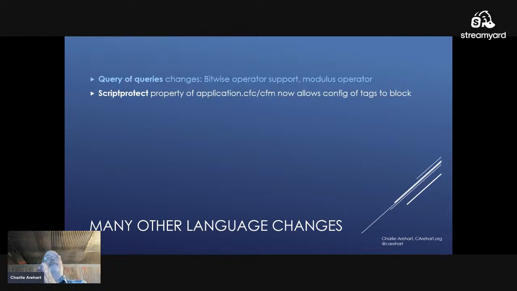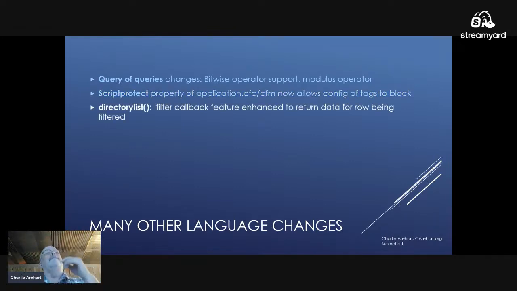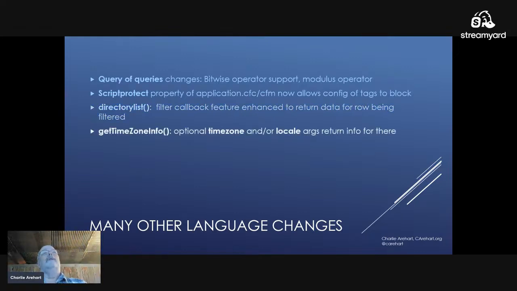The script protect feature at the application level can now allow you to configure what tags to block. So some people saw the script protect. It was added in like CF10 in 2012, but it had hard-coded things that it protected against. Now this lets you control it. So again, if you're interested, read the docs about it. Directory list now has a callback feature to enhance how it returns the data and processes it. That could be cool. Get time zone has some new capabilities.